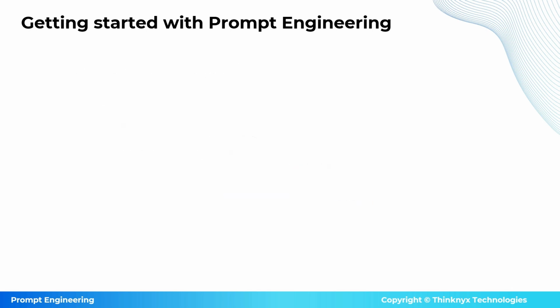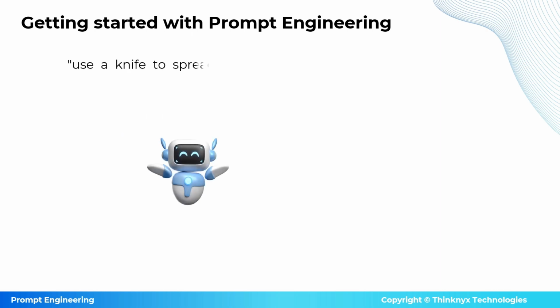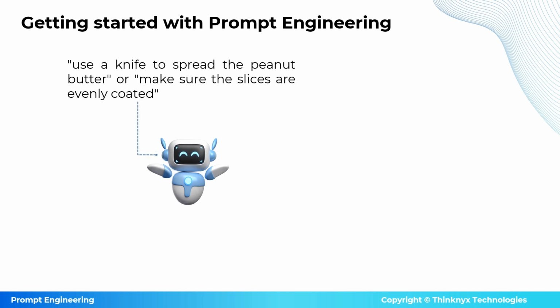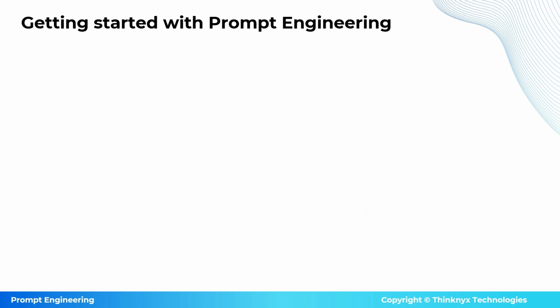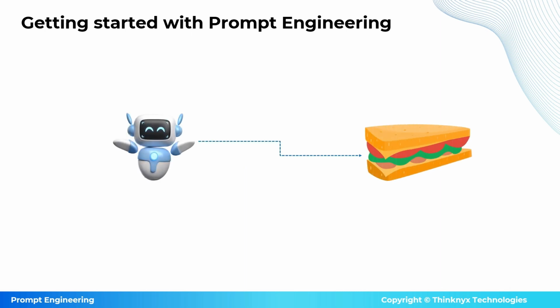You keep refining the instructions, maybe adding details like use a knife to spread the peanut butter or make sure the slices are evenly coated. Each time you make the instructions clearer, the robot gets better at making sandwiches. This process is like iterative refinement, where you keep improving the instructions to get the best result.